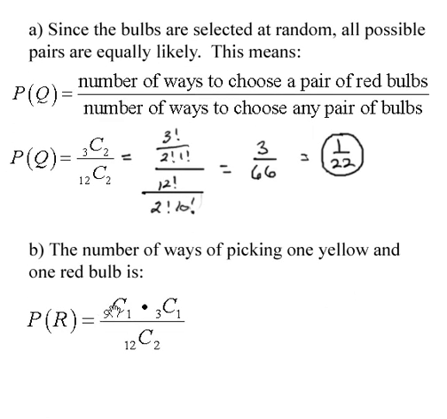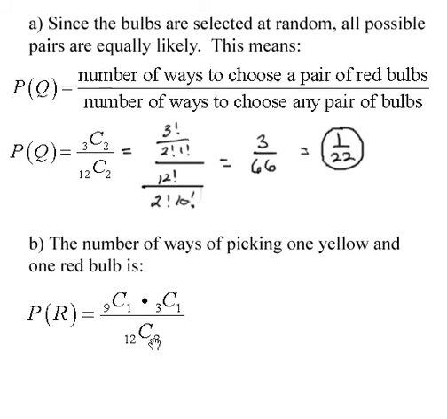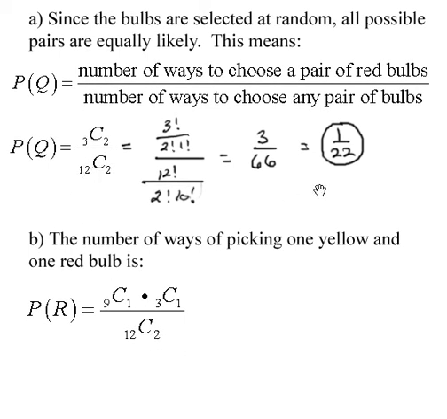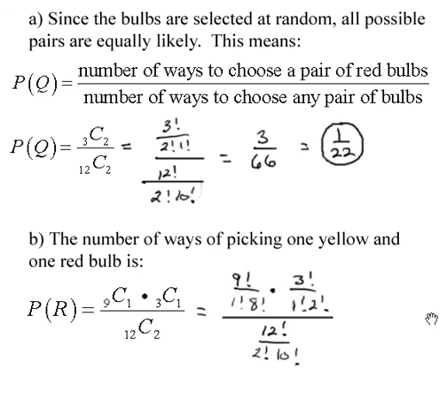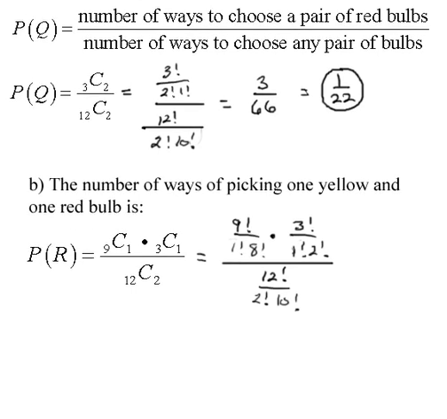So we've got 9 yellow, choose 1, times, because it's "and," a compound event, 3 choose 1, that's our numerator. Denominator still 12 choose 2, and since we just calculated 12 choose 2, we know that's still going to be 66. So let's take a look at this. 9 choose 1 using our combination formula is 9 factorial over 9 minus 1 factorial, which is 8 factorial, times 1 factorial, times 3 factorial over 3 minus 1 factorial, which is 2 factorial, times 1 factorial. Our denominator is still the same, so I won't go through that again.